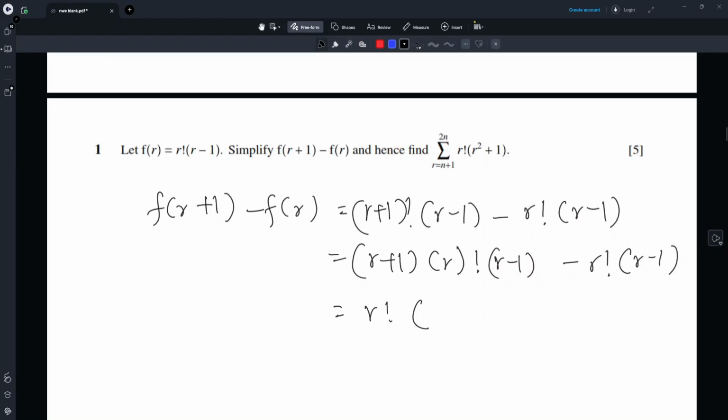Okay, if we take r factorial common, this is supposed to be r plus 1 minus 1. So this is supposed to be r there. So we have here r square plus r minus r plus 1. So we have here r factorial r square plus 1.